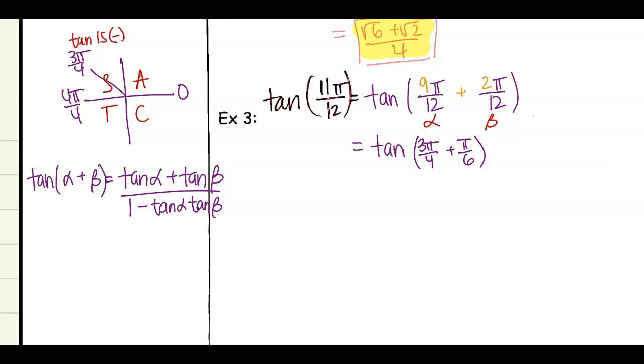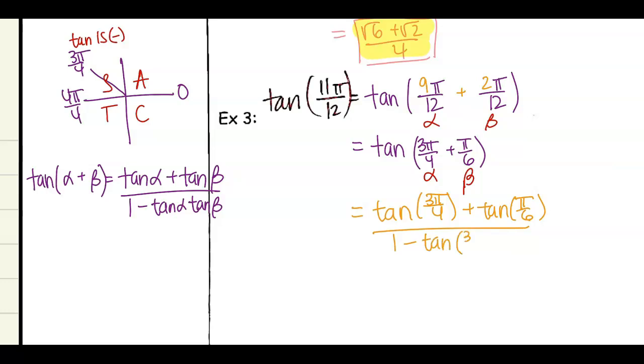So again, just a friendly reminder, this is alpha, this is beta. I'm going to go ahead and plug this in. So in the formula, I'm going to do it in orange. We're going to have tangent of alpha, which is 3 pi over 4, plus tangent of beta, which is pi over 6, all over 1 minus tangent of alpha tangent of beta. Oops, that's pi over 6, not pi over 4. All right, let's go ahead and plug in our numbers.